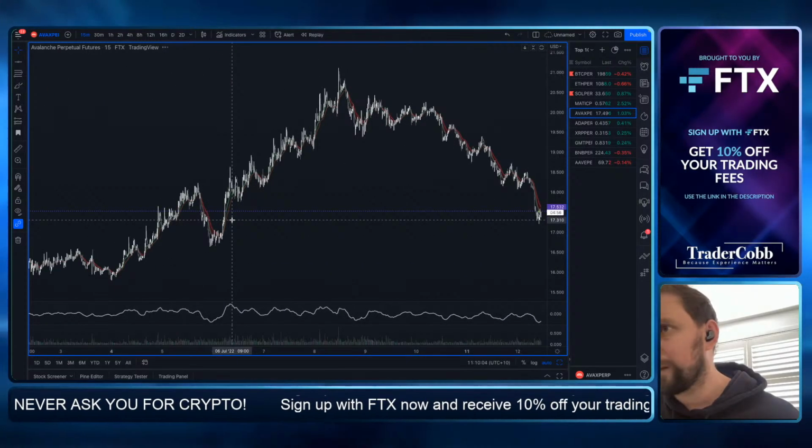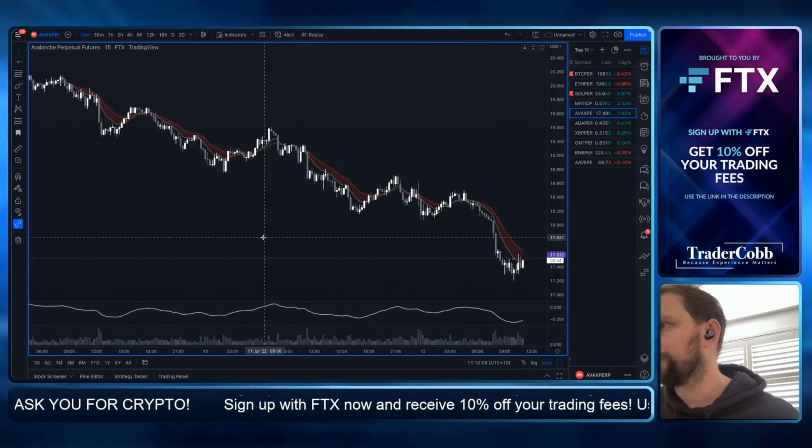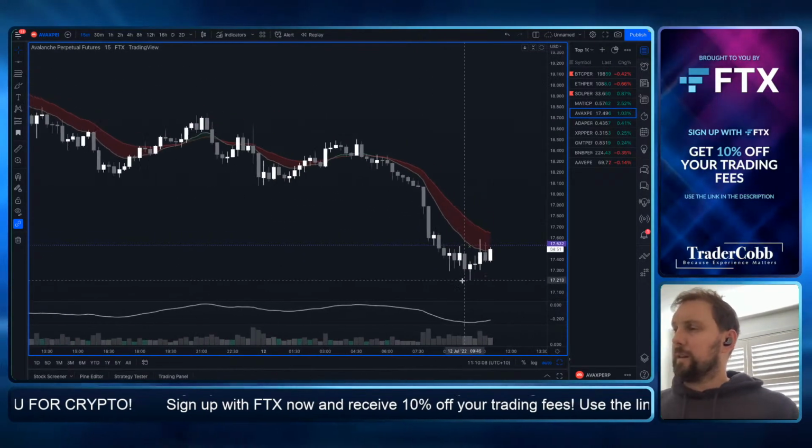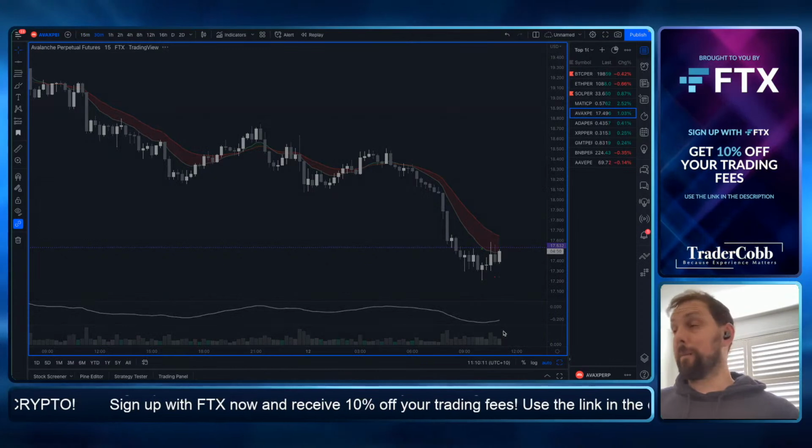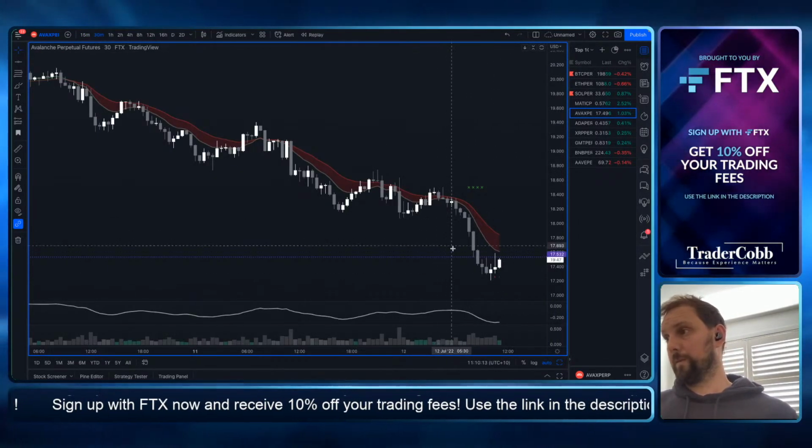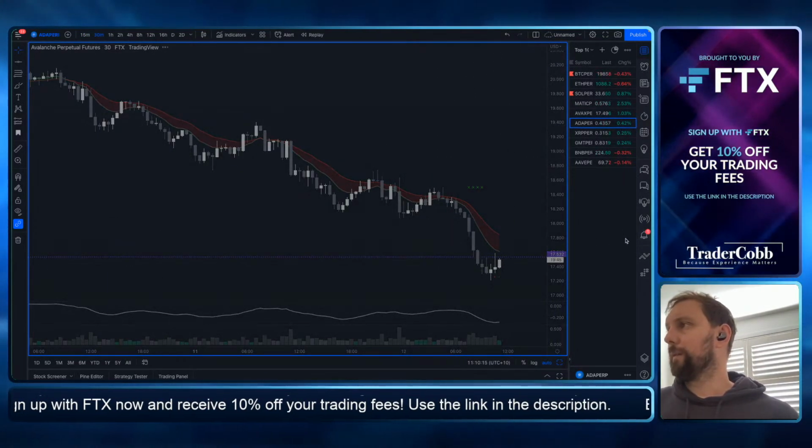Any levels to the downside? Not really. Okay, so pullback level there, that might be a bit more interesting on the 30. If these moving averages catch up, get a bearish candle off there, maybe.